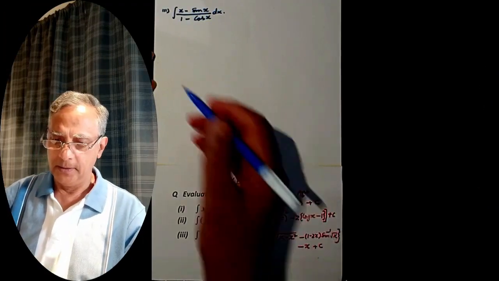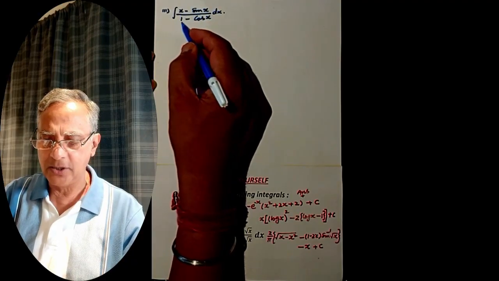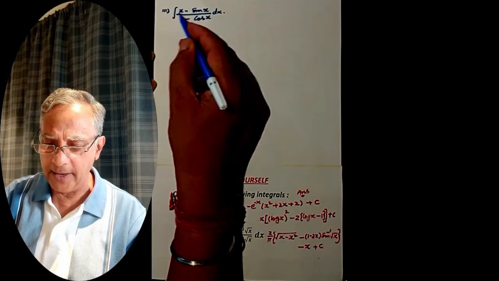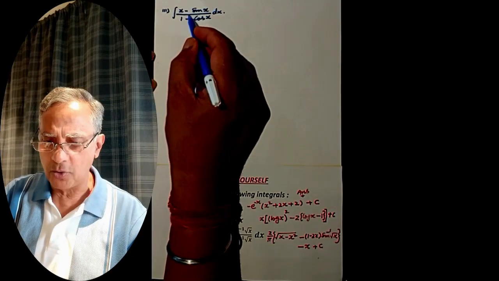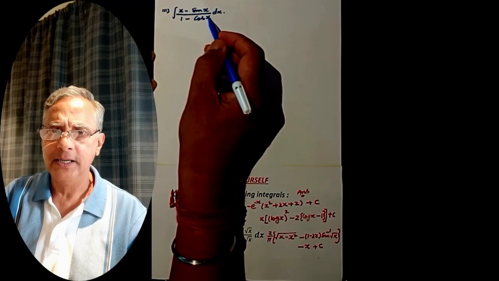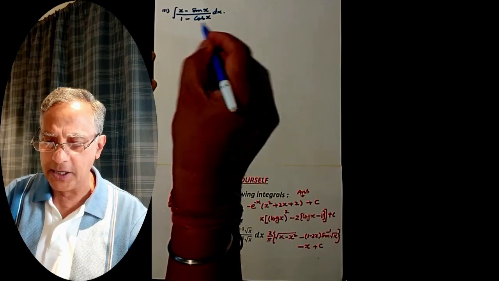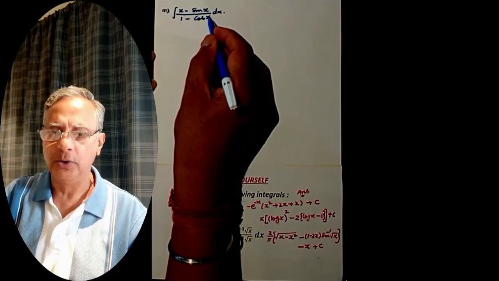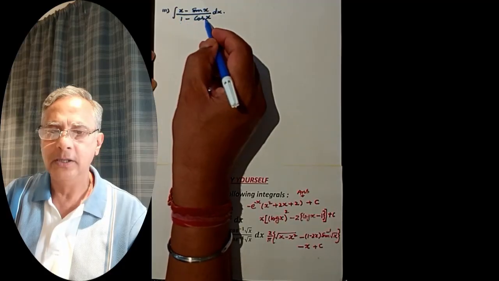Now we take up the third part of the question, that is integral x minus sin x over 1 minus cos x dx. Now what we note in this question is we have 1 minus cos x in the denominator. In most of the questions, being able to change the denominator into a single term is always helpful. So if we write 1 minus cos x as 2 sin square x by 2, then this will change into a single term and we will be able to separate this question into two simple questions.